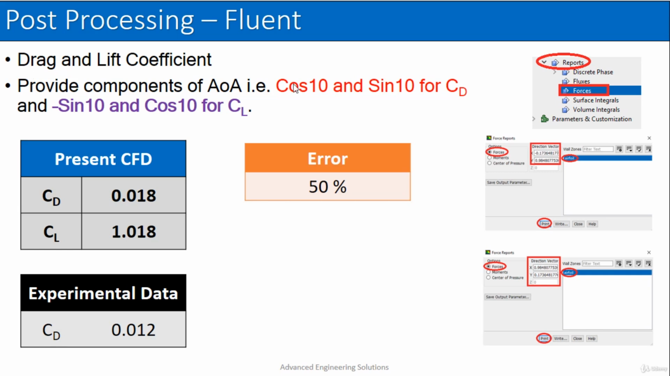So for the time being, the purpose was how to find out the value of the drag and the lift coefficient from Fluent for the case when the angle of attack is 10 degrees. You can apply this to a 0 angle of attack case, so you will be putting the cos 0 and the sin 0, and minus sin 0 and the cos 0. And for different angles, maybe 15, 4, 6, 7, you can put these components and you can get the value of the CD and the CL.